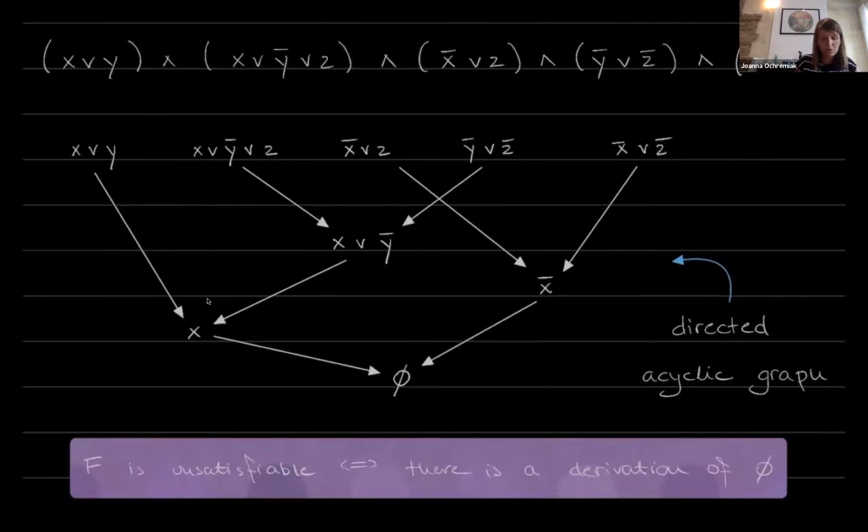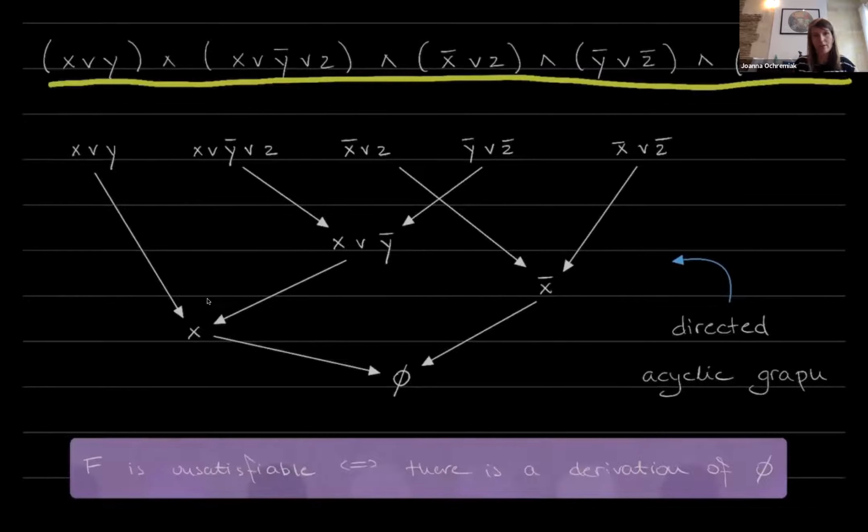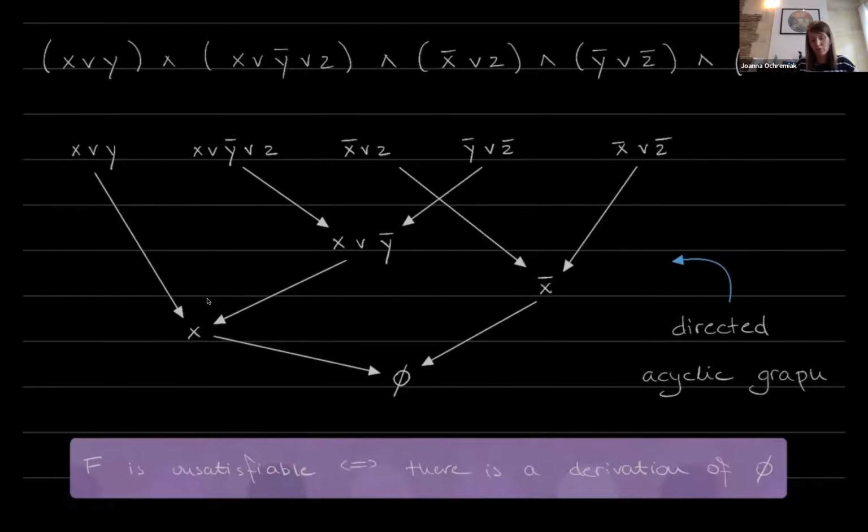Let's say that we want to prove that this CNF on top here is unsatisfiable. First of all, instead of looking at it as this formula, we look at it as a set of clauses. The thing that we want to show is that there is no 0-1 assignment which would satisfy each of them. So here we have all of those clauses as a set.